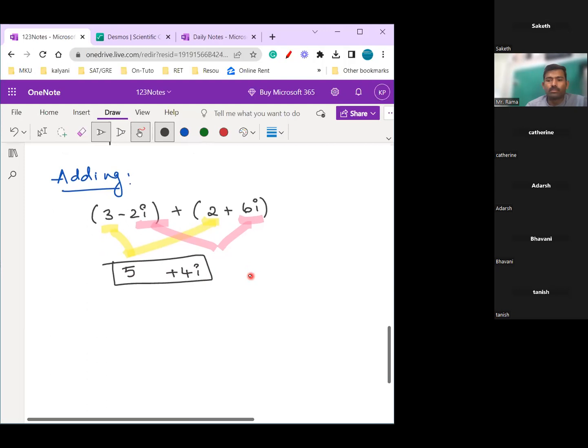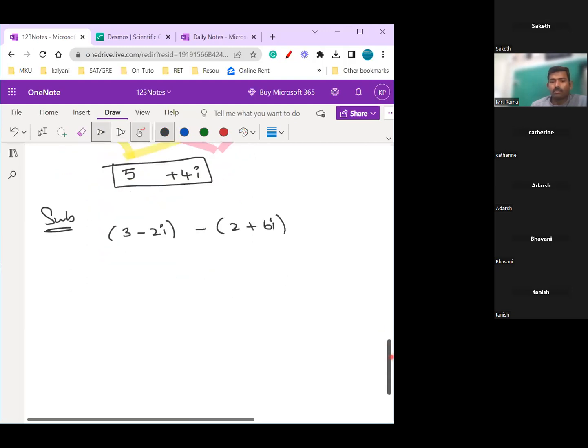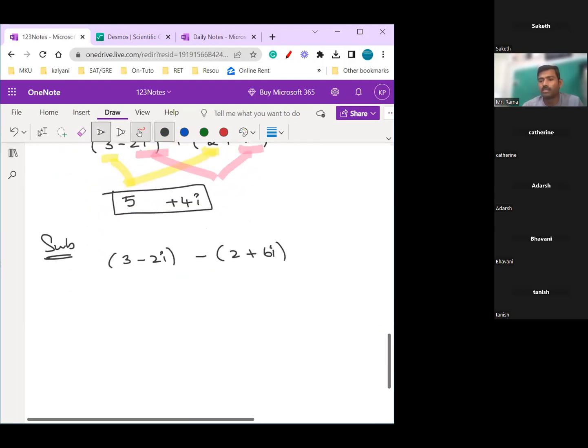Same thing with subtraction, you do it the same way. But one thing in subtraction, you have to be careful with changing the signs. So let's say subtract 3 minus 2i minus 2 plus 6i. Let's do this one and tell me what you guys think. Subtract and put them in the chat box. Then we can do some practice questions too.